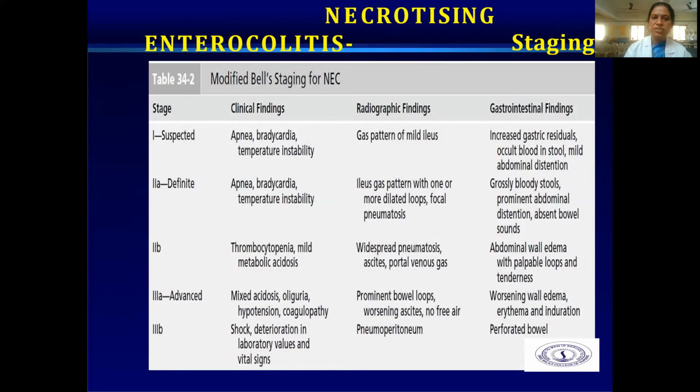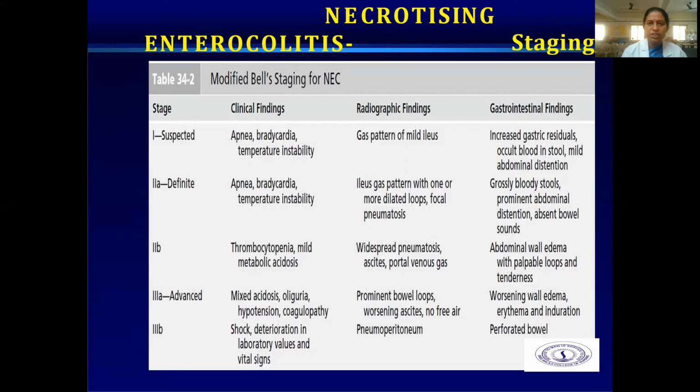3A advanced stage is clinical finding, mixed acidosis, oliguria, hypotension, coagulopathy. Radiographic finding, 3A advanced, prominent bowel loops, worsening ascites, no free air. 3A advanced gastrointestinal findings, worsening wall edema, erythema, and induration. 3B, shock, deterioration in laboratory values and vital signs. 3B, radiological findings, pneumoperitoneum. 3B, gastrointestinal finding, perforated bowel.